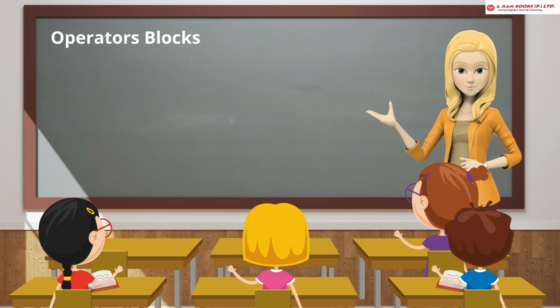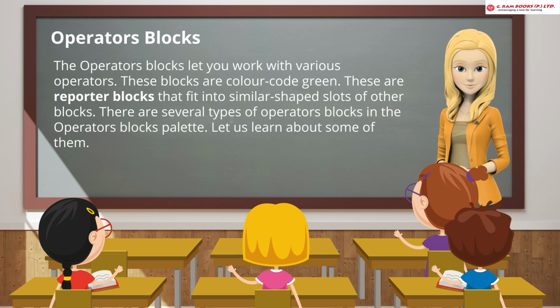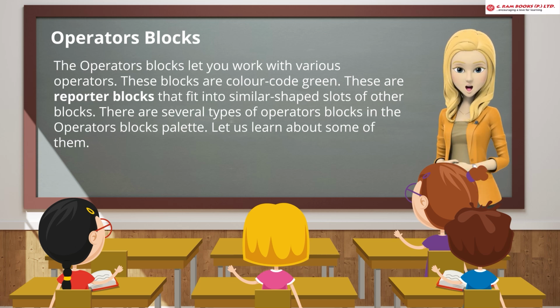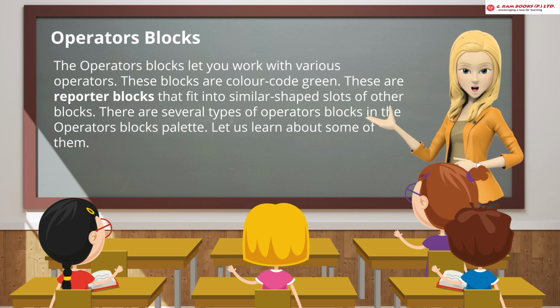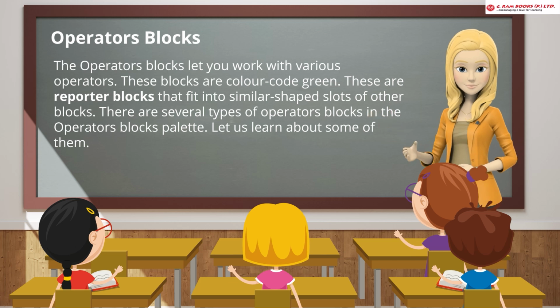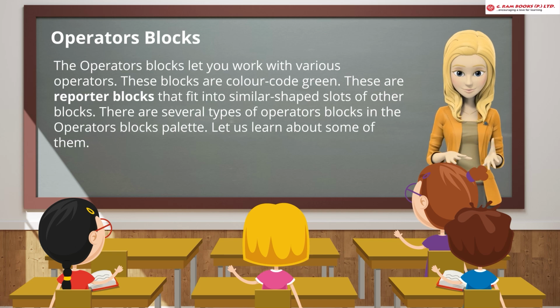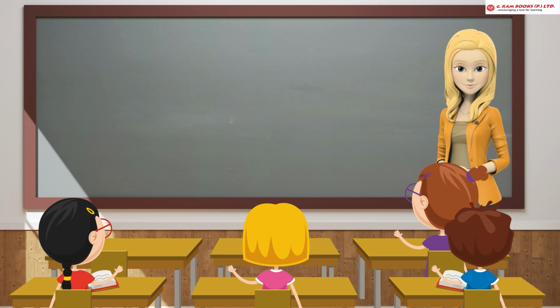Operator blocks. The operator blocks let you work with various operators. These blocks are color coded green. These are reporter blocks that fit into similar shaped slots of other blocks. There are several types of operator blocks in the operators blocks palette. Let us learn about some of them.